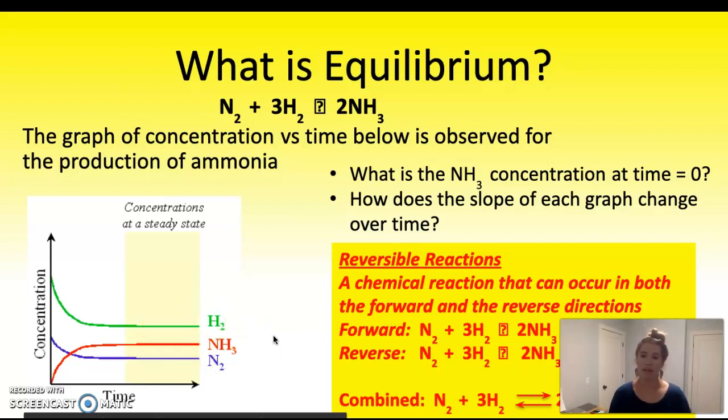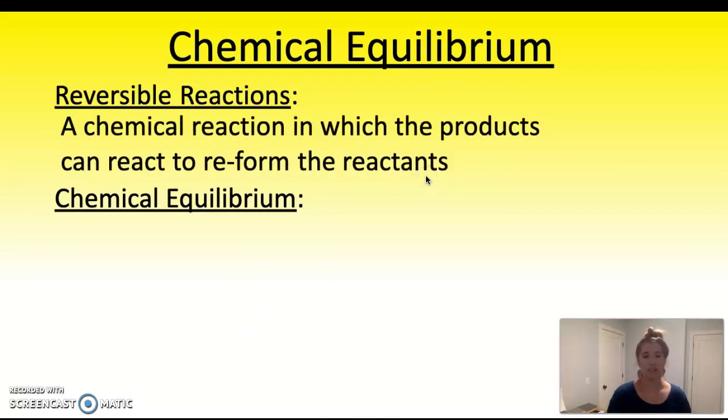So a chemical reaction can occur both in the forward direction and the reverse direction. So when we're talking about reactants going to products, that's going to be called a forward reaction. And when we're talking about products decomposing usually into reactants, then that is a reverse reaction. Okay? So this is called a reversible reaction. It can go both directions.